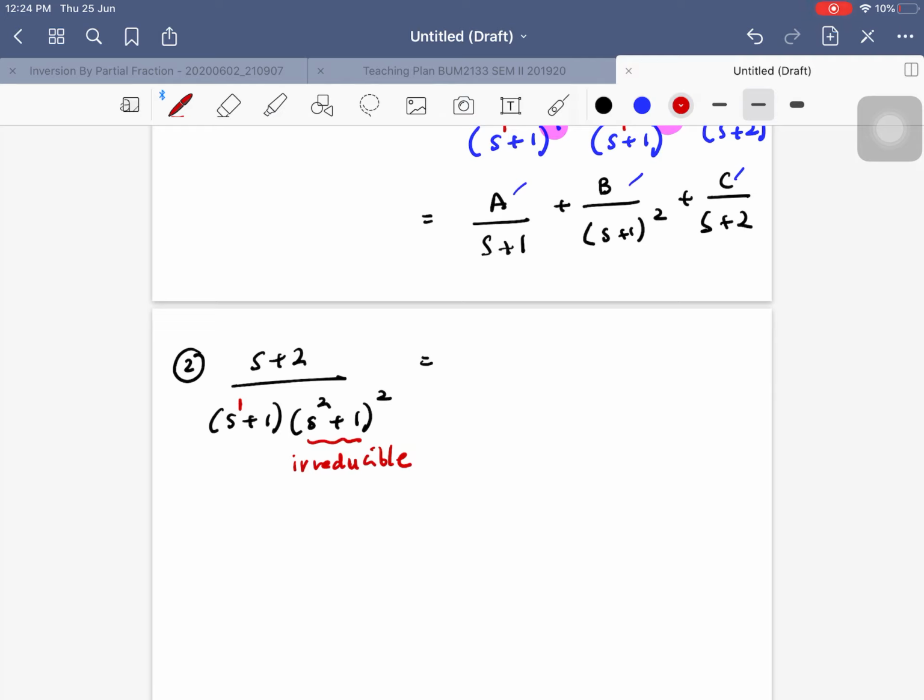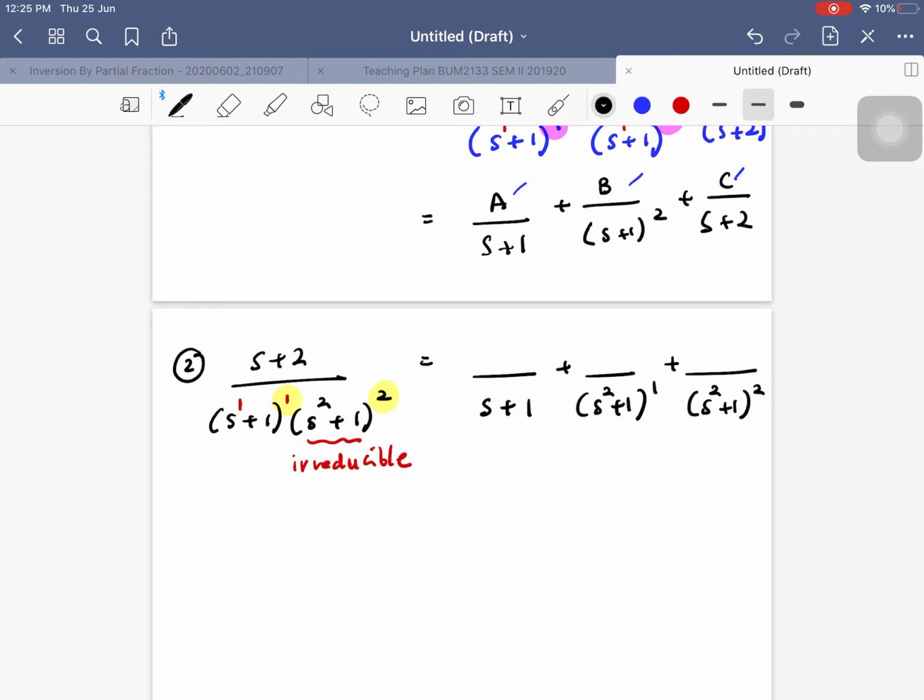So now when I observe how many fractions I am going to have, the power outside here is to the power of 1, and that is to the power of 2. I know right away that I'm going to end up with 1 plus 2, so that is going to be 3 fractions. The first fraction is going to be over s plus 1. The second fraction is going to be over s squared plus 1 to the power of 1. And the third one is going to be s squared plus 1 to the power of 2.